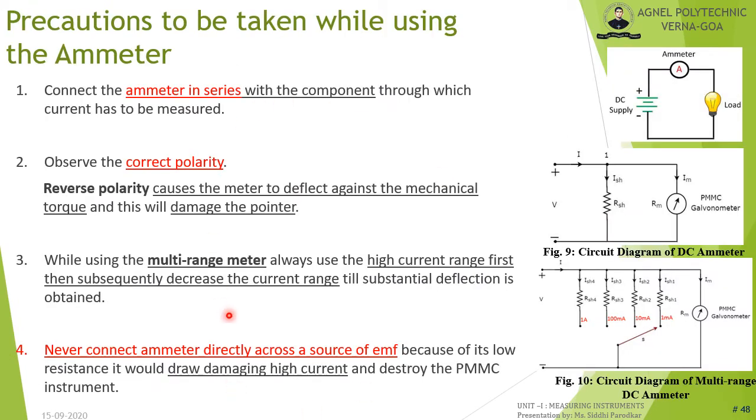These are some of the precautions one needs to take while using the ammeter. Always connect the ammeter in series with the load through which the current has to be measured. Observe the correct polarity. Reverse polarity of the probes causes the meter to deflect against the mechanical torque and this will damage the pointer. While using the multi-range meter to find the unknown current, always start with the highest current range first and then subsequently decrease the current range till substantial deflection is observed on the meter. Never connect the ammeter directly across the source of EMF because ammeter has a very low resistance which will draw a very high current and destroy the PMMC instrument.